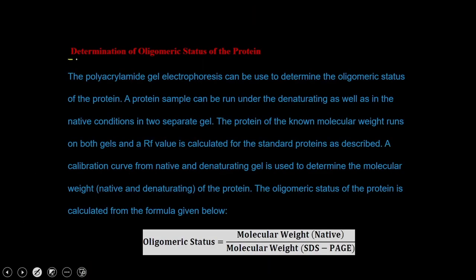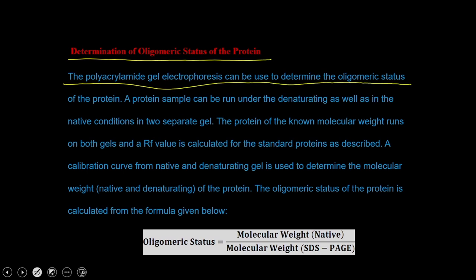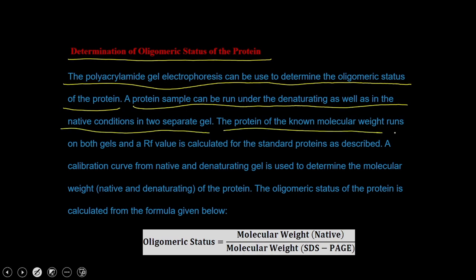So how do we determine the oligomeric status of the protein? Polyacrylamide gel electrophoresis can be used to determine the oligomeric status of the protein. A protein sample can be run under denaturing as well as native conditions in two separate gels. The protein of known molecular weight runs on both the gels, and then you are going to do an RF calculation for the standard protein as we just discussed.